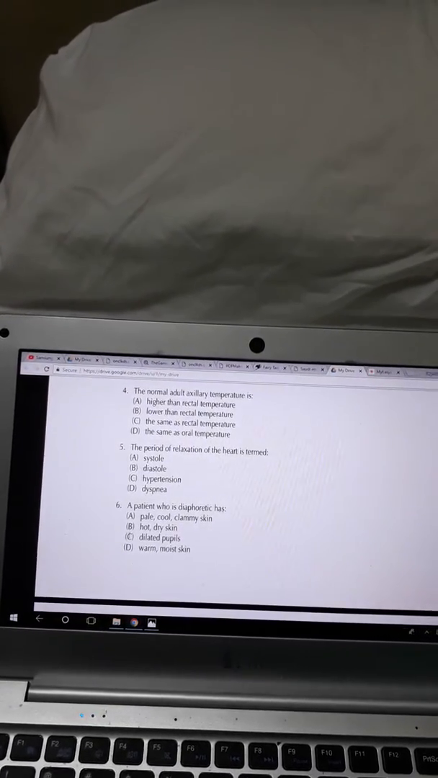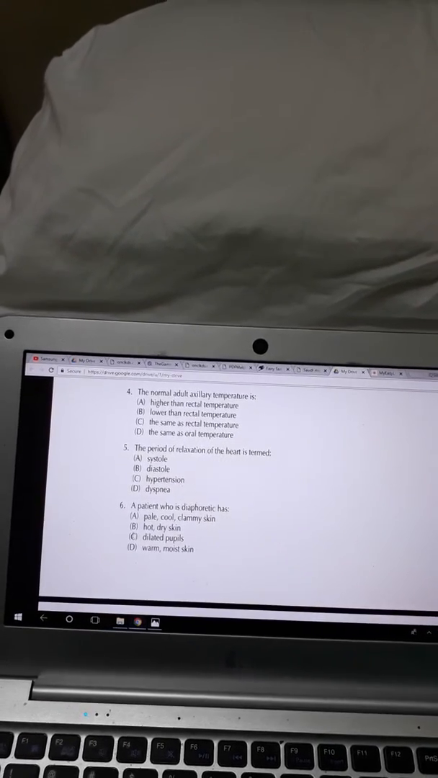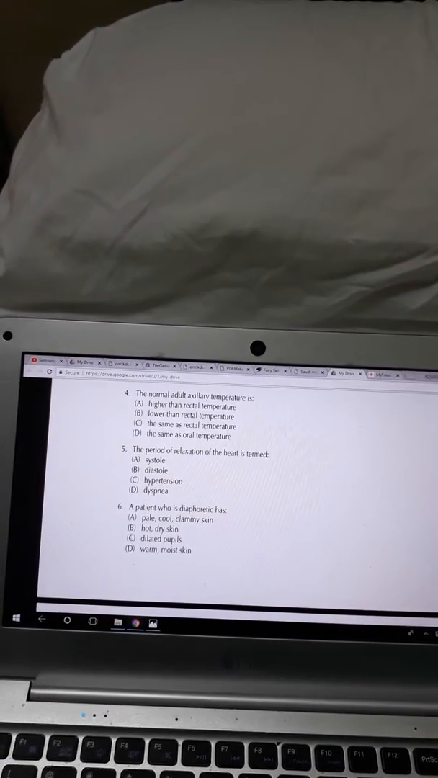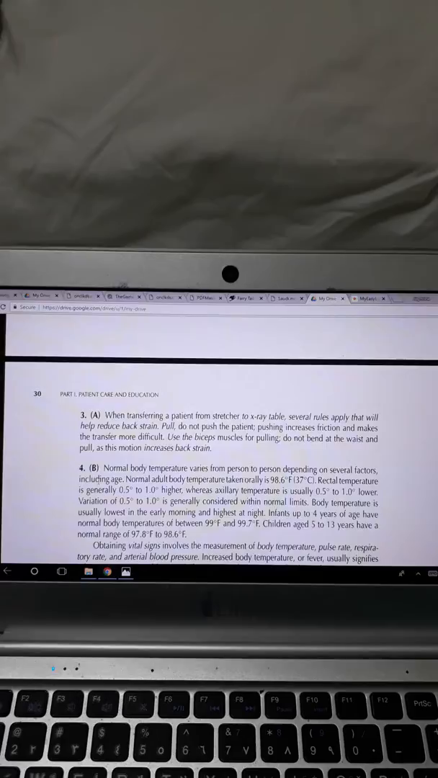Now we will go to the fourth question. The normal adult axillary temperature is higher than rectal temperature, lower than rectal temperature, same as rectal temperature, or same as oral temperature. Lower than rectal temperature will be the answer. So the answer is B.